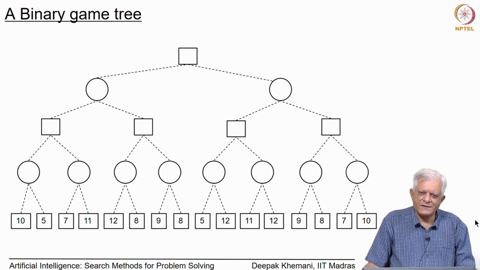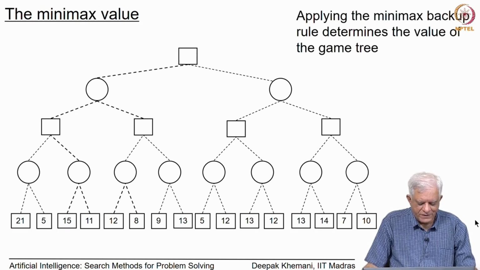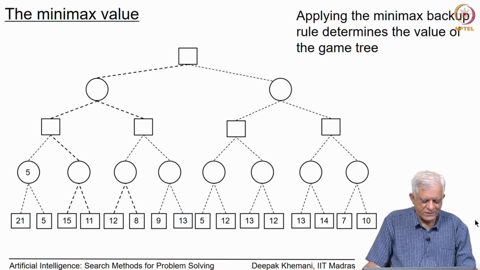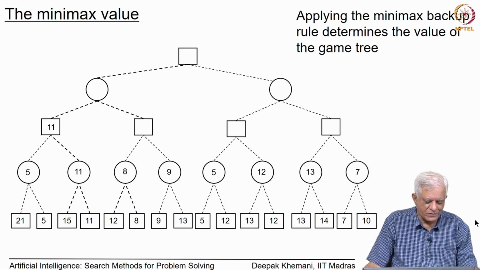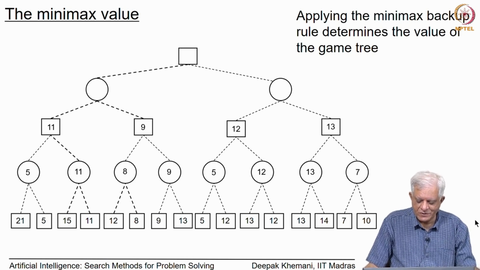And we have also observed that we can do this in a bottom up fashion, and so this is how for this particular game tree we back up the values essentially. You can see that we have started from the bottom level, the first 5 is the smaller of the two values 21 and 5, 11 is smaller of 15 and 11 and so on. We have finished the min row and now we are moving to the max row. 11 is the maximum of 5 and 11, 9 is the maximum of 8 and 9, 12 is the maximum of 5 and 12 and so on.